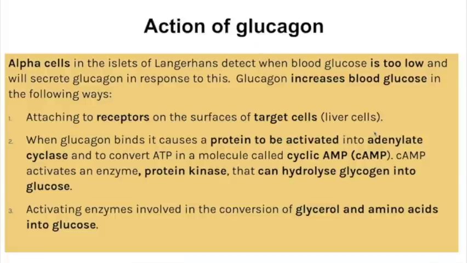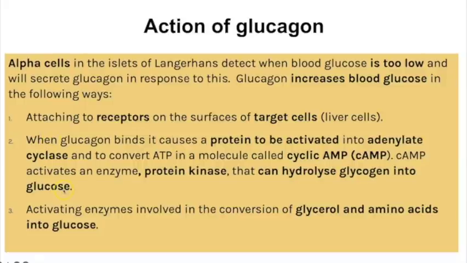The action of glucagon, again, there's three different actions. It will attach to the receptors on the target cells, and that would be the liver cells or the muscle cells. And when it binds, it causes the protein to be activated into adenylate cyclase. And this causes ATP to be converted into cyclic AMP. That activates another enzyme, protein kinase, and that can then hydrolyze glycogen into glucose.